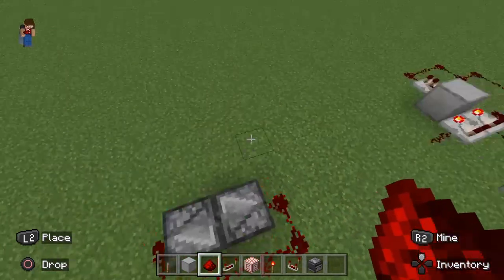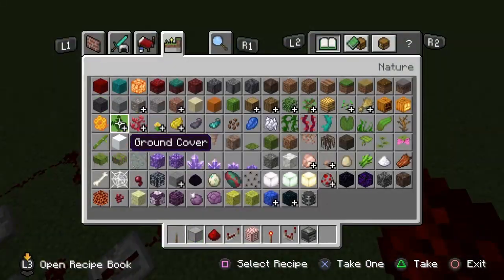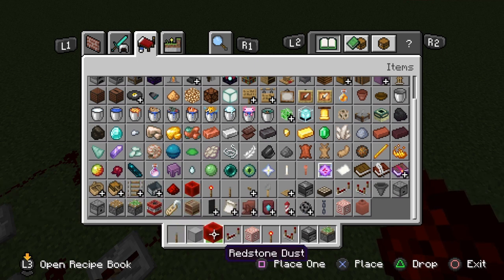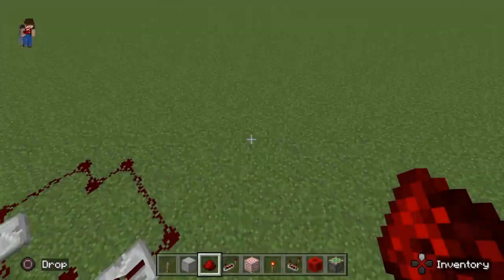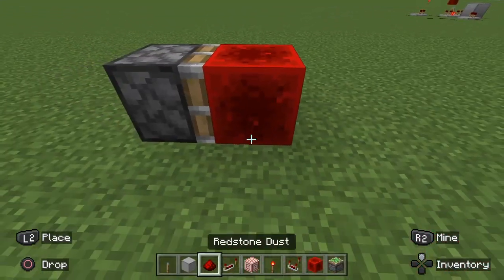Another design I sometimes use works like this: 2 observers facing into each other with both of the outputs connected like that. And then the final design I use is a piston with a redstone block. It is a NOT gate timer, which means it works like this.